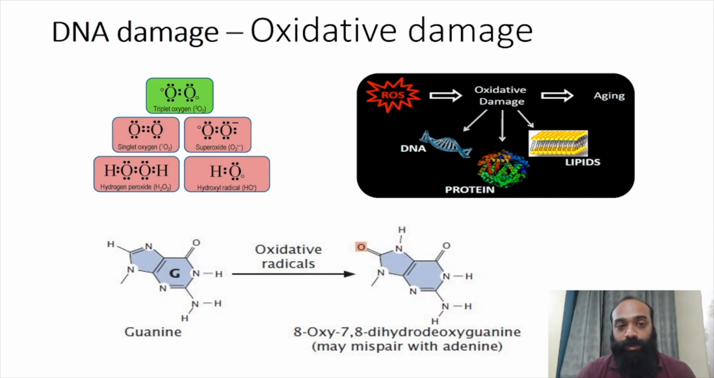So what do ROS, reactive oxygen species, do? These ROS can actually damage different cellular structures. That is, they can damage DNA, they can damage proteins, and they can damage lipids. So they are known to be cytotoxic in nature. If oxidative damage harms the DNA, it can lead to the DNA not being able to replicate properly. It would not be able to be transcribed, so definitely it is a DNA damaging agent. And oxidative damage has also been implicated in the process of aging.